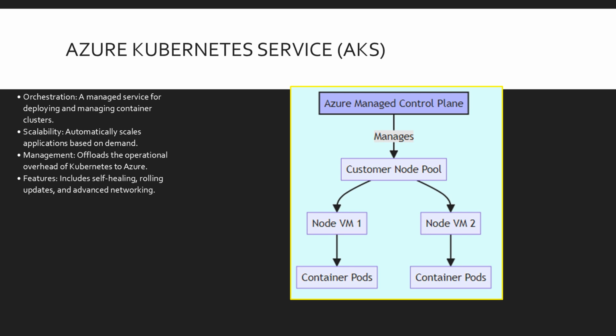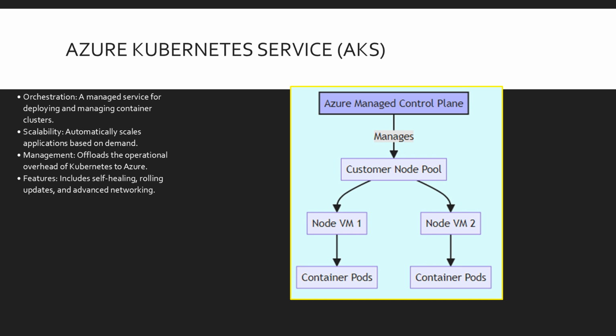While ACI is great for single containers, enterprise workloads often require hundreds or thousands of containers working together. This is where Azure Kubernetes Service, or AKS, comes in. AKS provides a managed environment for deploying and managing container clusters. It handles the critical task of orchestration, managing the lifecycle, health, and scaling of your containers. If a container fails, AKS automatically replaces it. If traffic spikes, AKS can scale your application out. By using AKS, you offload the complex operational overhead of maintaining a Kubernetes cluster to Azure, allowing you to focus on your applications.